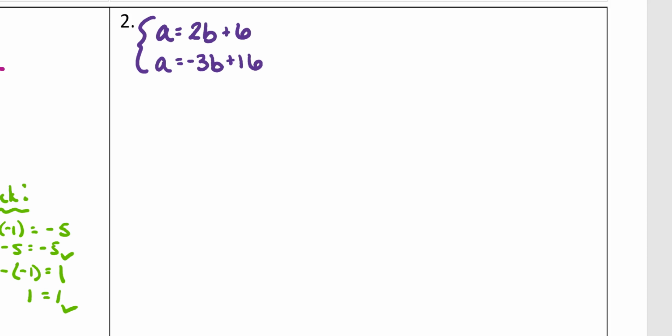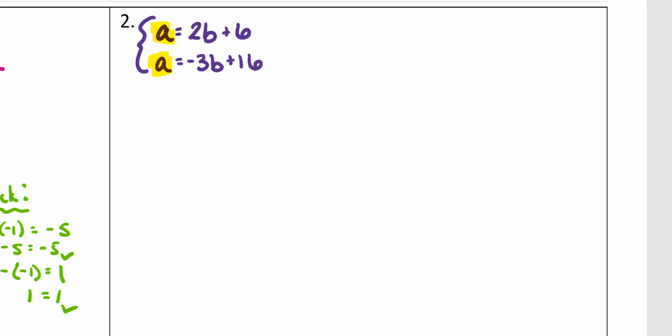All right, number 2. This problem is one that trips students up a lot, and it's actually a fairly easy problem. We have a equals 2b plus 6, and we have a equals negative 3b plus 16. Half the work is already done for us. Both of these are already solved for a, which is particularly nice because that means we don't have to do that extra step.